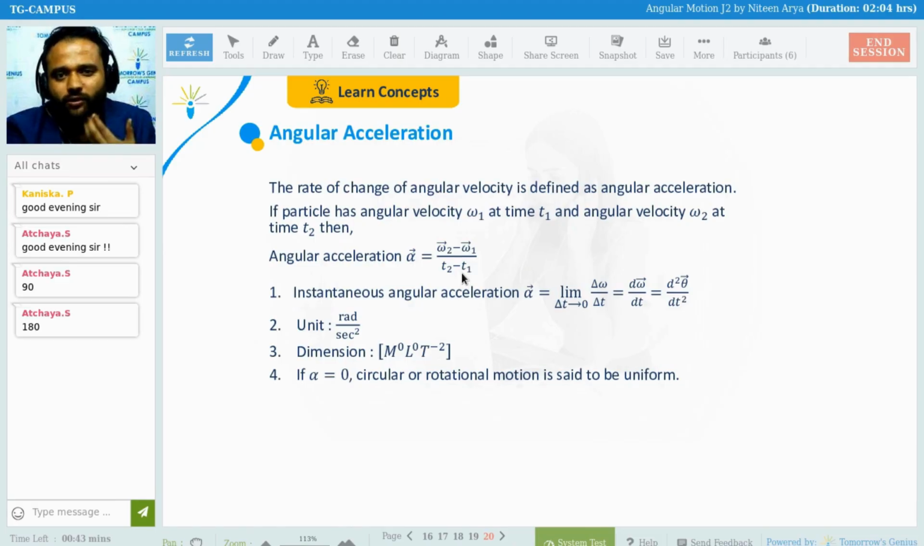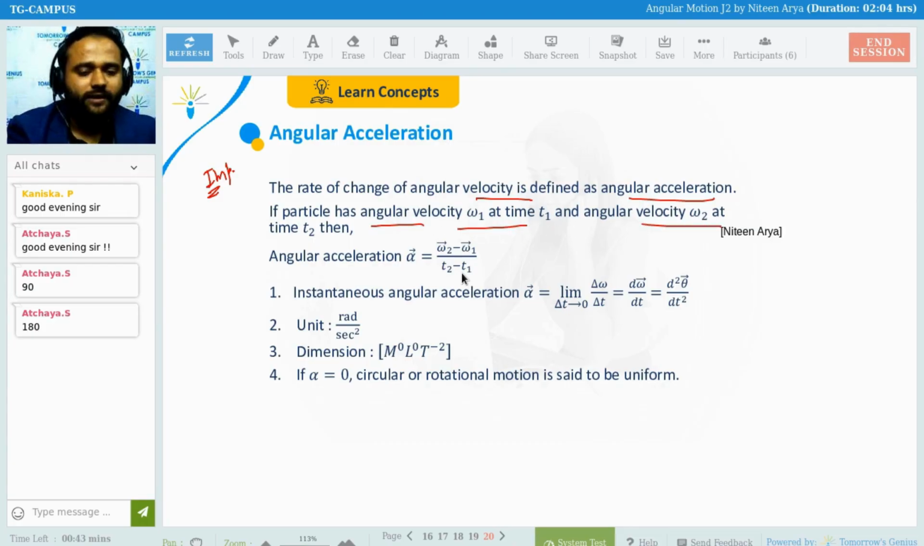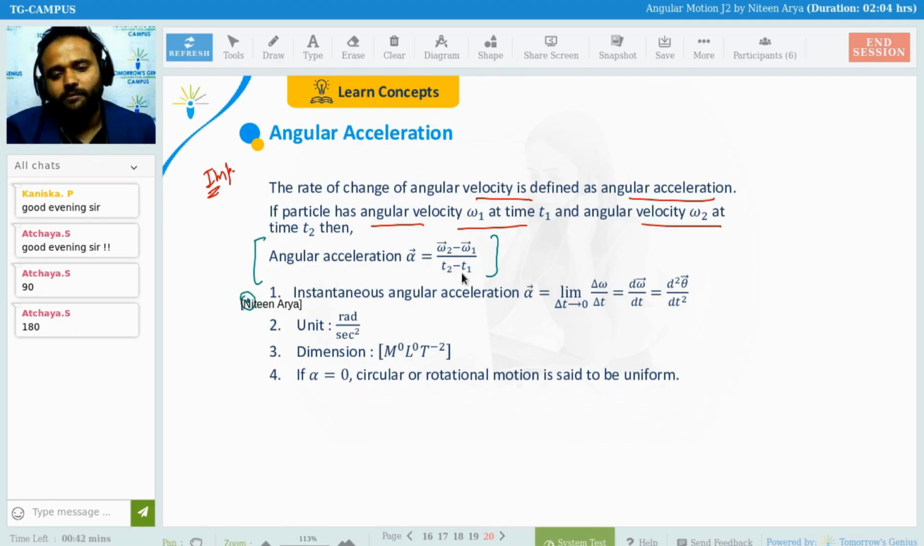Then acceleration: if we already know the angular velocity, we can find the angular acceleration. That is quite normal, an important one also. The rate of change of angular velocity is defined as the angular acceleration. If a particle has angular velocity omega 1 at time t1 and angular velocity omega 2 at time t2, then alpha, which is angular acceleration, is the rate of change of angular velocity: omega 2 minus omega 1 divided by t2 minus t1. Then this is instantaneous at any particular instant when time tends to 0. So you can write d omega by dt or d square theta by dt square.